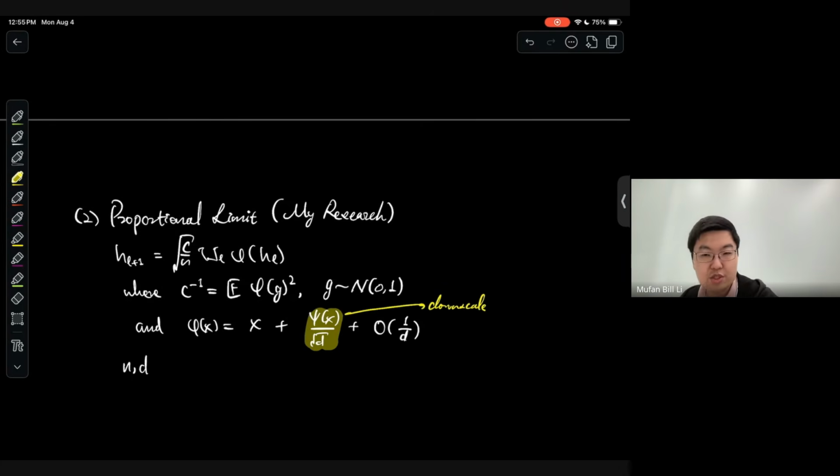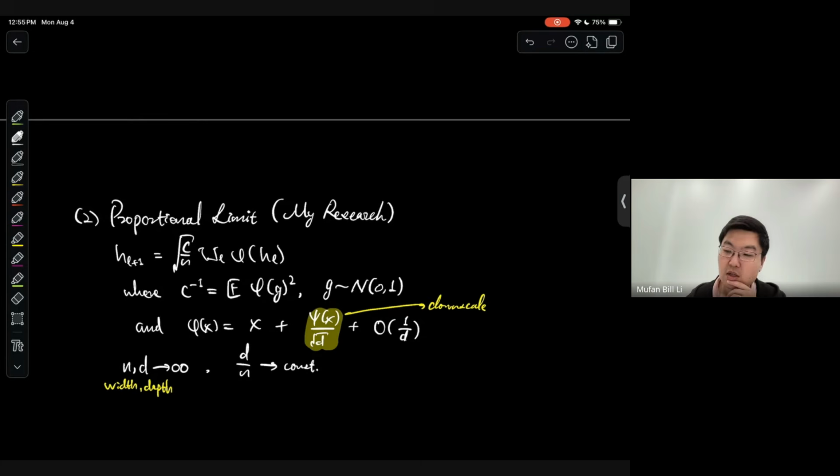Right? So as you increase depth, you're going to want to downscale something depending on depth. In this case, this is width and this is depth, right? Width, depth, go to infinity. And then we're going to need to actually maintain the depth to width ratio to be constant. So this is a different regime for many different reasons.